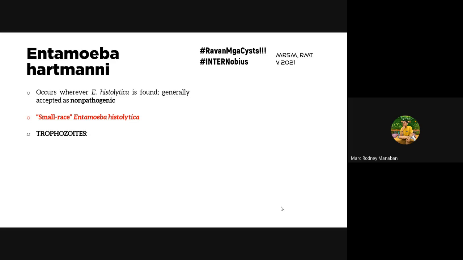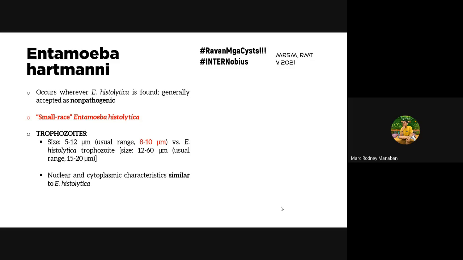Now for the trophozoites, as you can see, we base it on size. It's smaller than your E. histolytica. So the trophozoites of your E. hartmanni are only 8 to 10 micrometers. For your E. histolytica, the average is about 15 to 20. The nuclear and cytoplasmic characteristics are similar to your E. histolytica, but the peripheral chromatin has a beaded appearance.